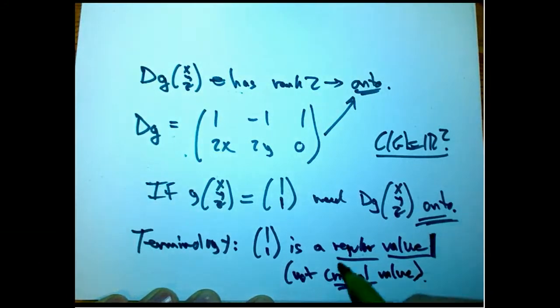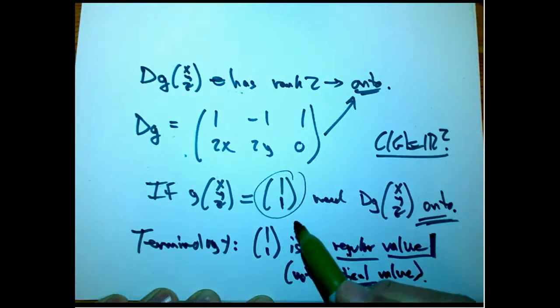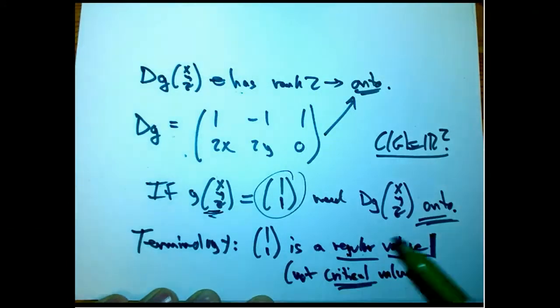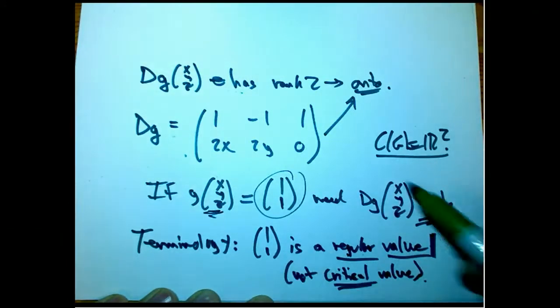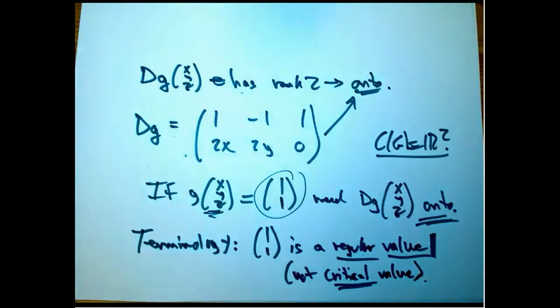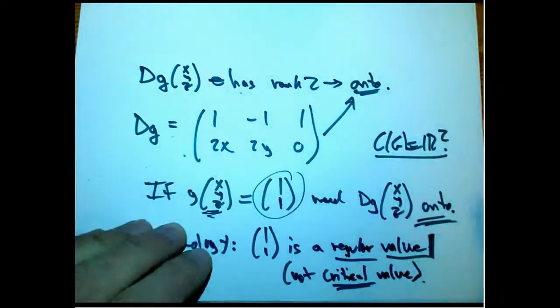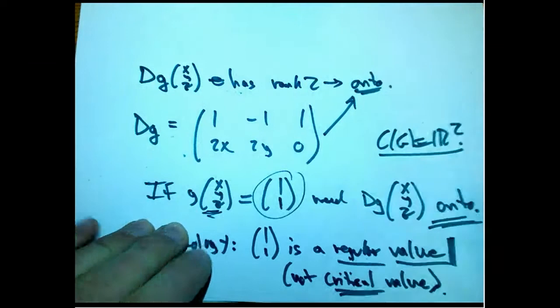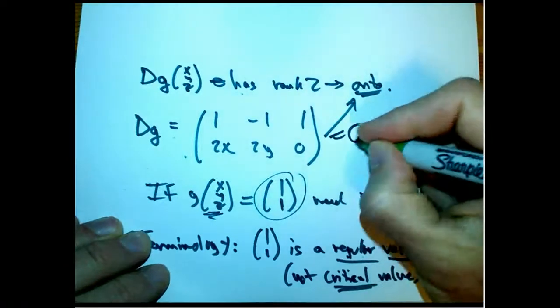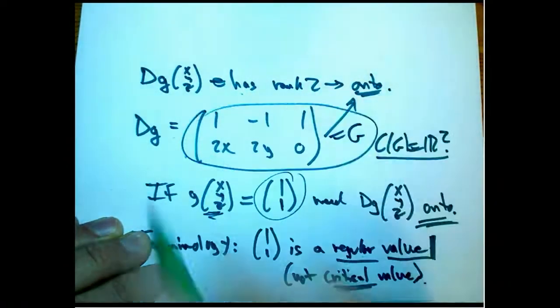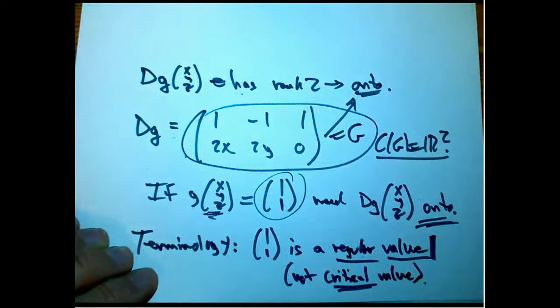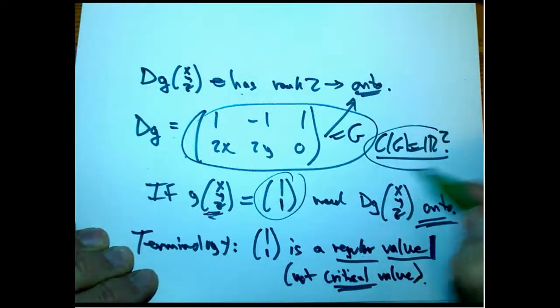Regular means that all inputs that lead to this output, all these x, y, z's on the whole ellipse, give this crucial condition that the derivative matrix is onto. Okay, so let me just set this up in this video. I don't want to make it quite as long as the other video. So we've got dg. Let's call that matrix G. And we know that it's rank 2, and that's going to be crucial.